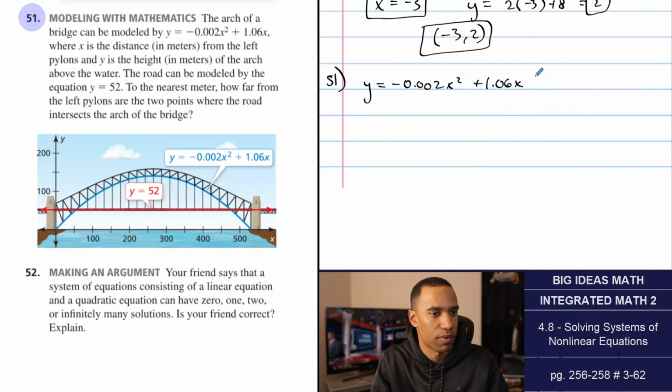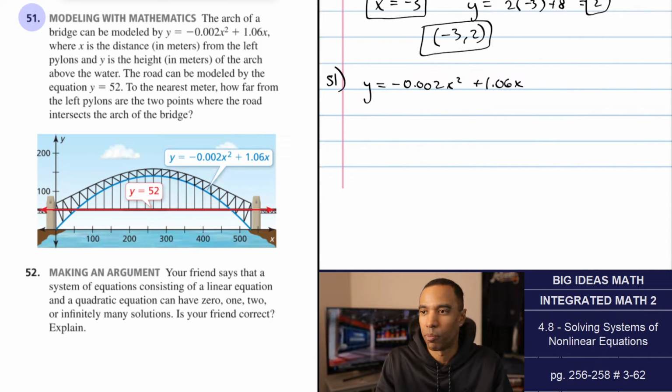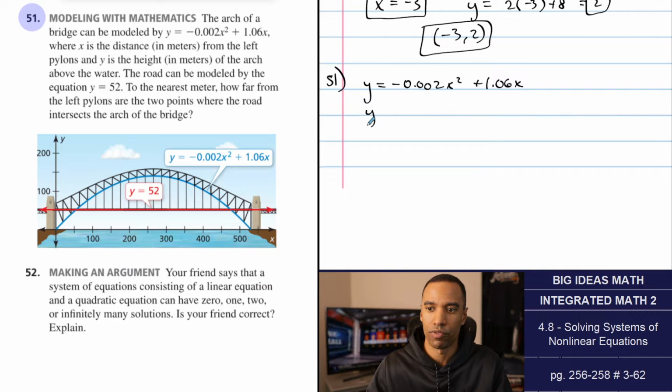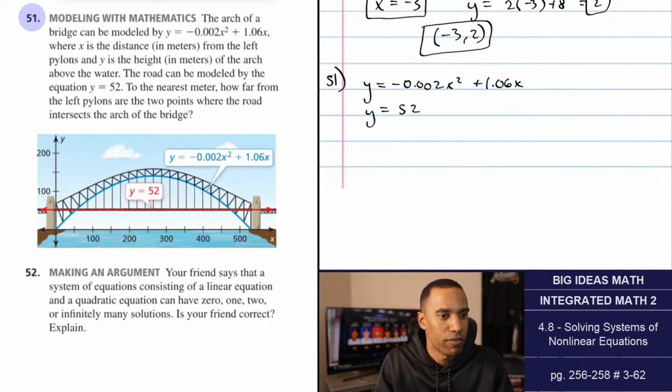Where x is the distance from the left pylons, and y is the height in meters of the arch above the water. So that's where the arch starts. The bridge is up above at y equals 52. The road can be modeled by y equals 52. To the nearest meter, how far from the left pylons are the 2 points where the road intersects the arch of the bridge?